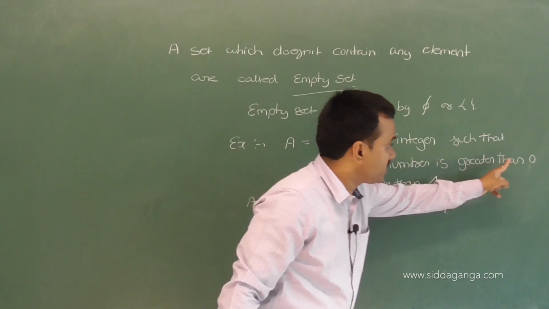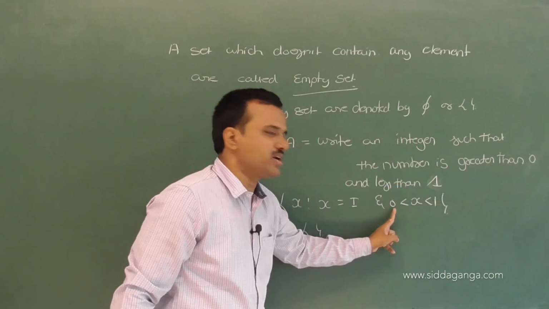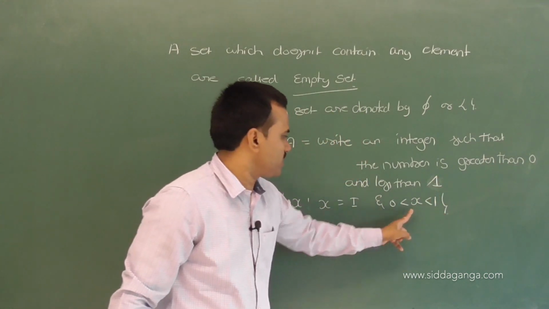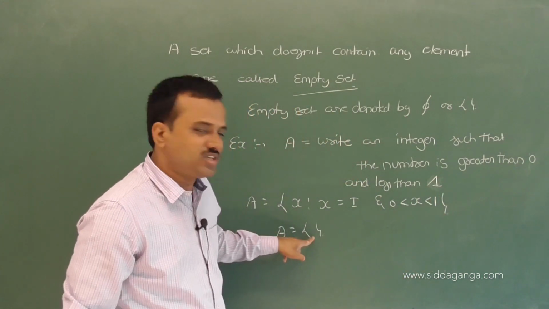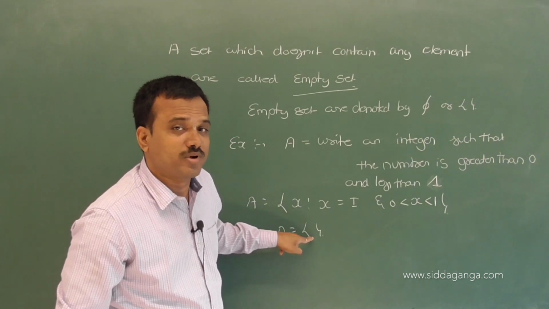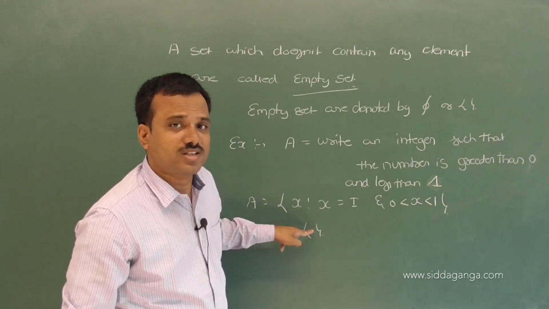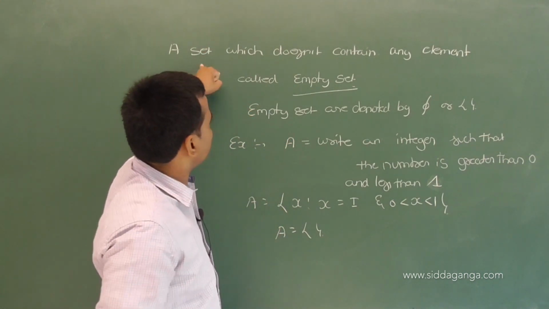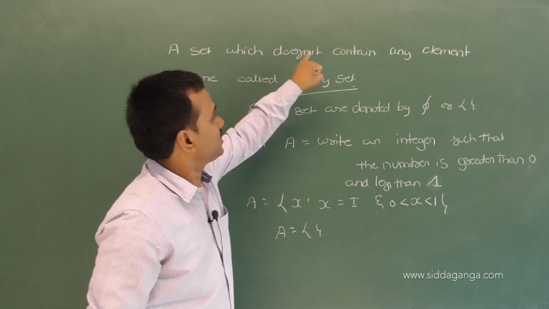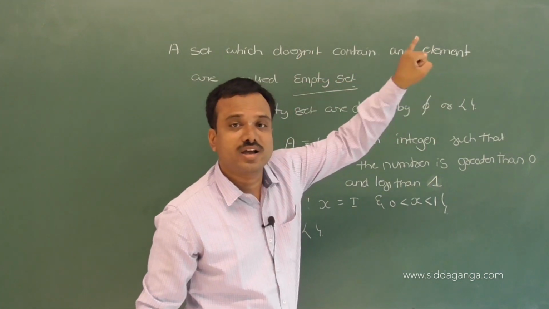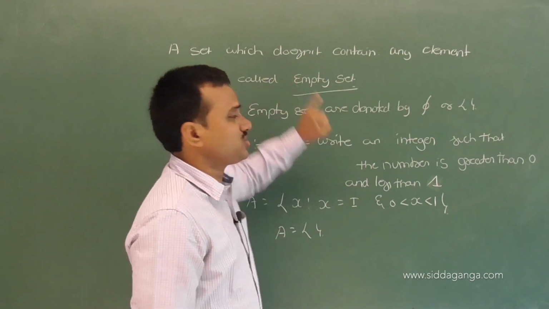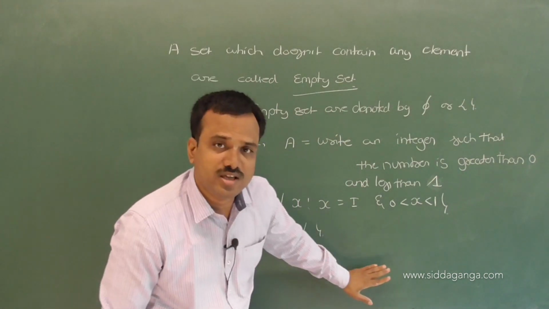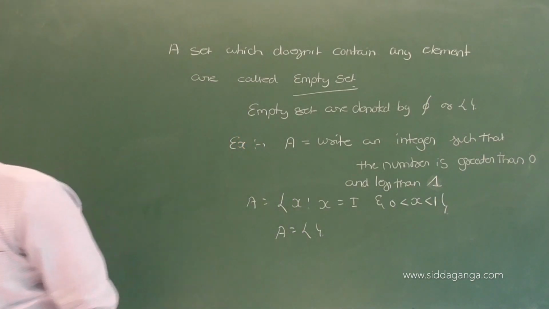The number greater than 0 and less than 1: in this collection it has no elements. That's why this set we call an empty set. Understand? Empty set means a set which does not contain any element. A set which does not contain what? Any element. Clear? Okay. Next one.